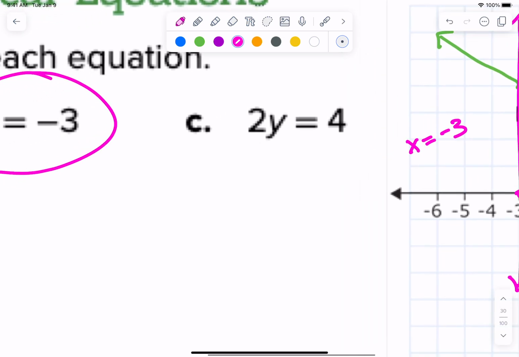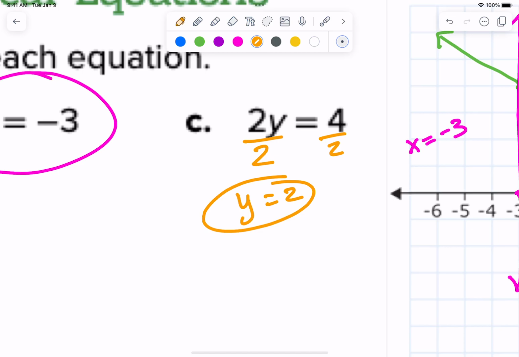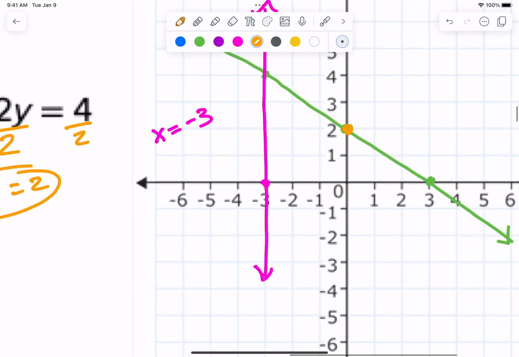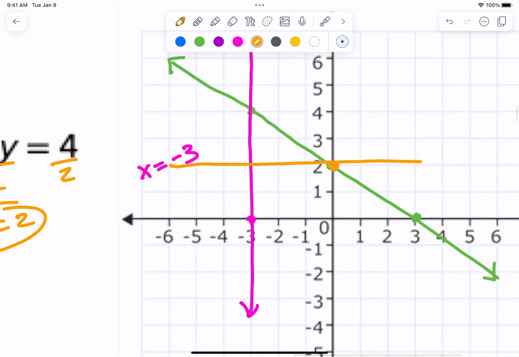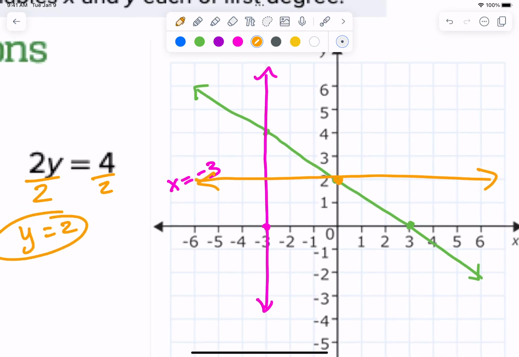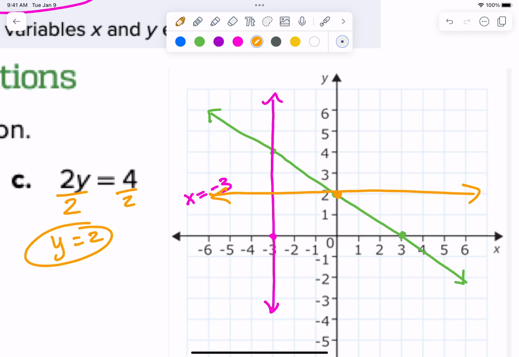Now the other one, if we solve this, divide by 2, y equals 2. How do you graph y equals 2? The other way. I go to 2 on the y-axis, and it's a horizontal line, just straight across. Even though the y-axis is vertical, y equals 2 is a horizontal line that goes straight across. And it makes a little triangle.